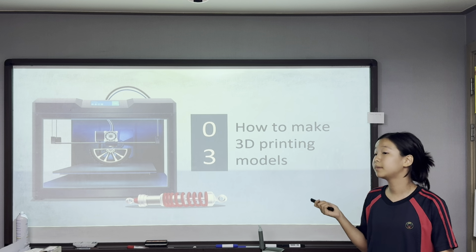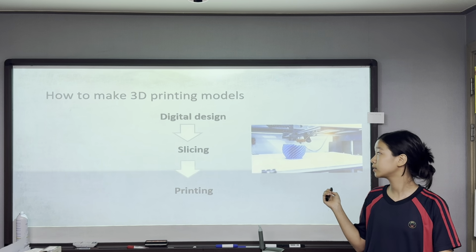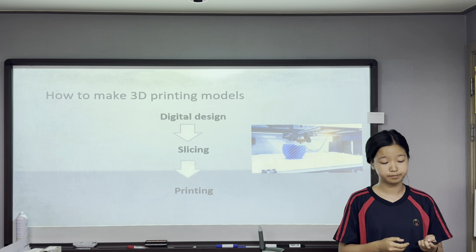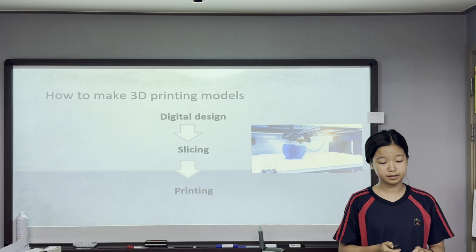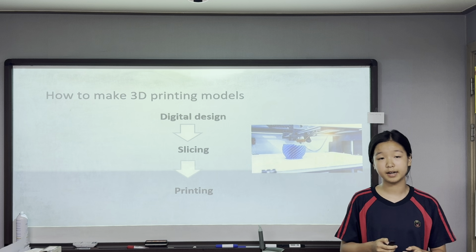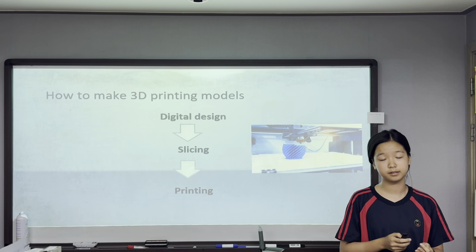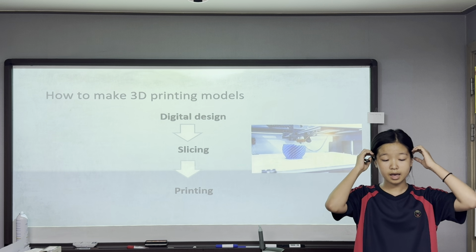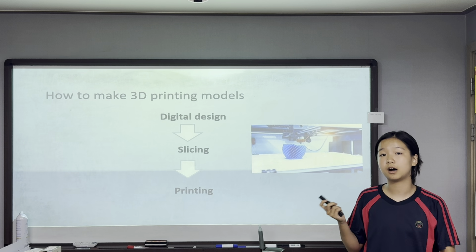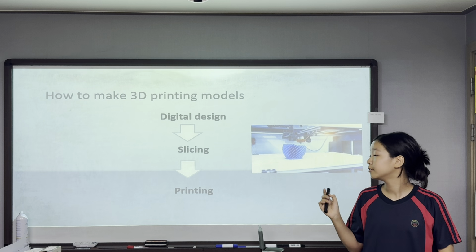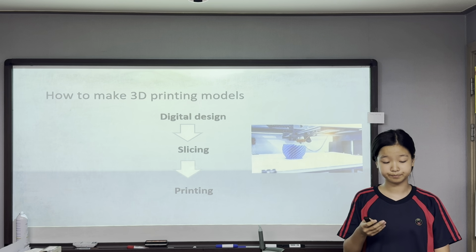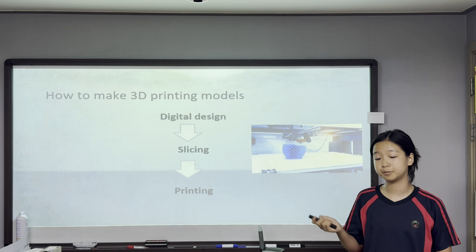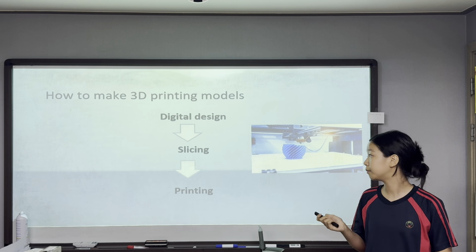Next is how to make 3D printing models. First, we should make a digital design in the computer. 3D printing is created by computer-aided design, which is shortened to CAD, or by scanning a physical object. And then we slice them into layers, and the 3D printer gets the data of the object being layered and builds the object.